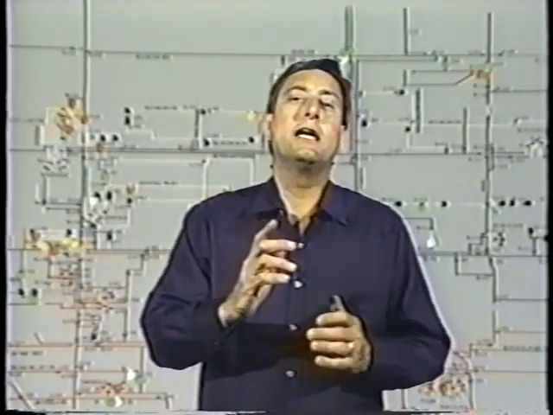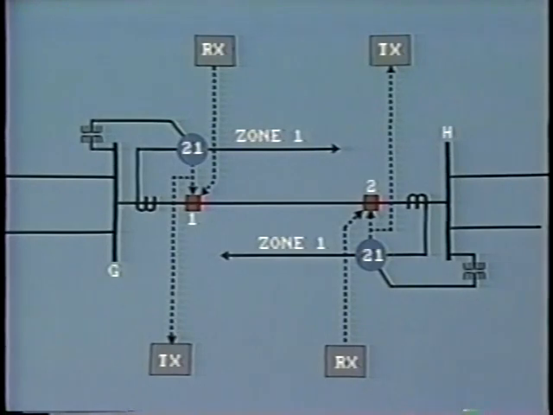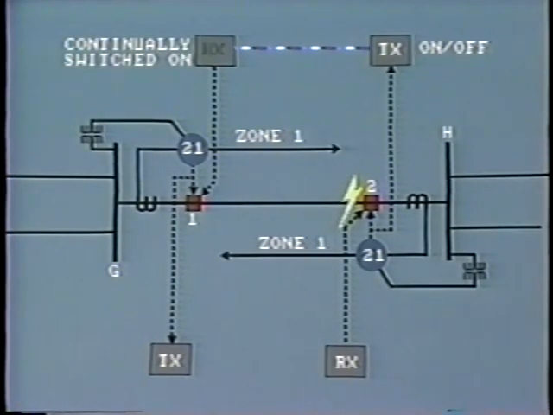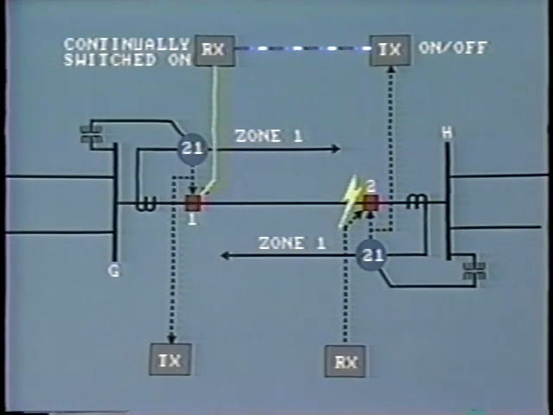Now, at this point, let us summarize the different ways in which pilot relaying is applied. The signal itself can be transmitted in the on-off mode. Once the transmitter is switched on, it sends a preset signal on a specific frequency to the receiving end. The receiver is continually switched on and tuned to the specific frequency, waiting for the signal. When the signal is received, it triggers appropriate actions.